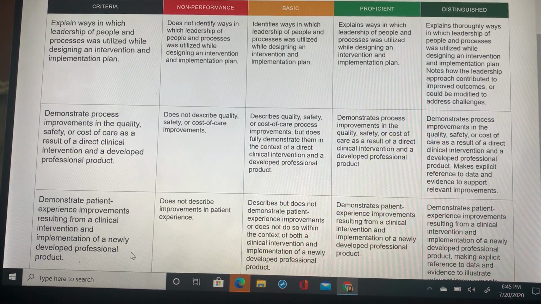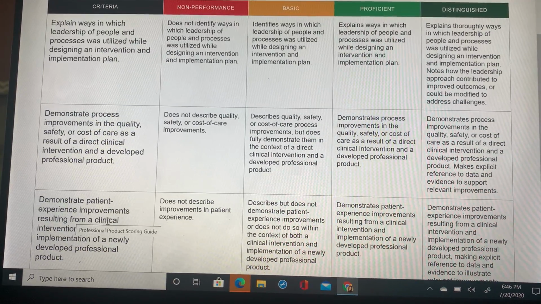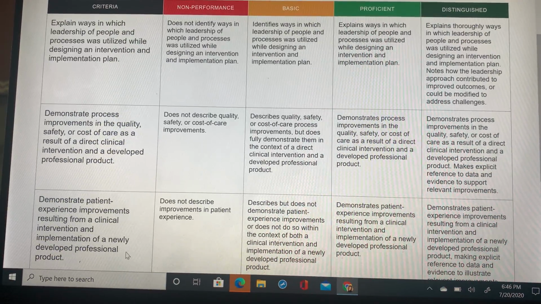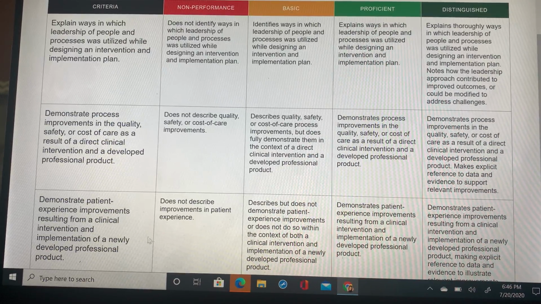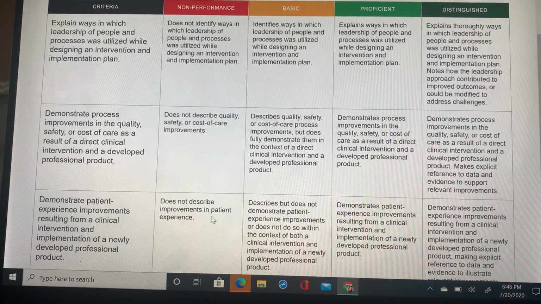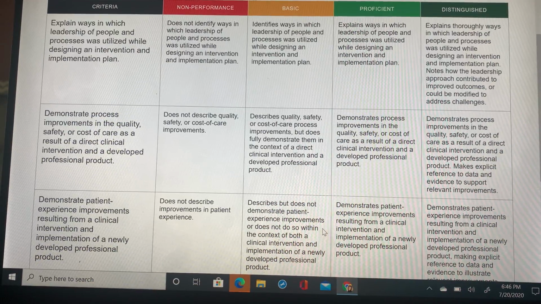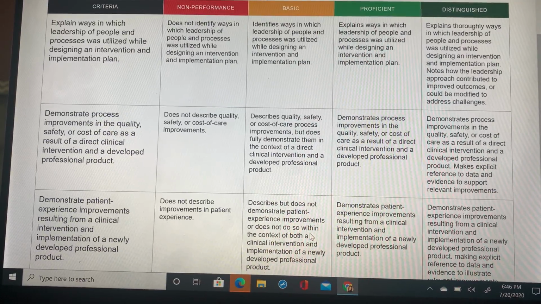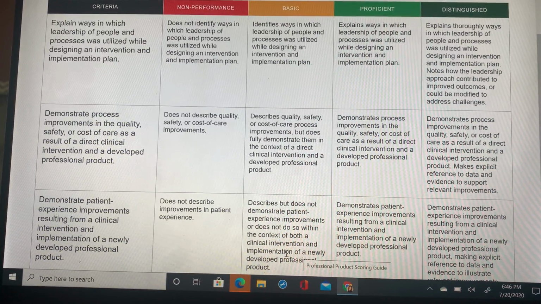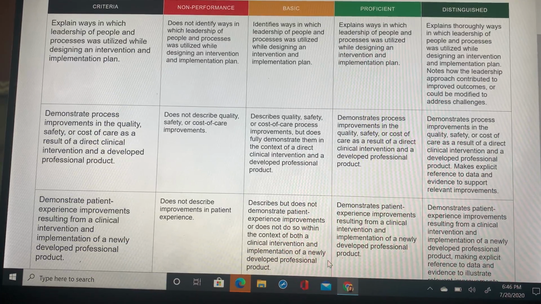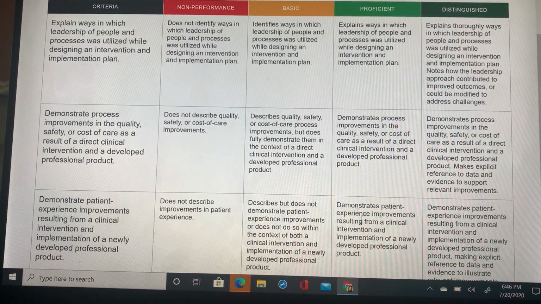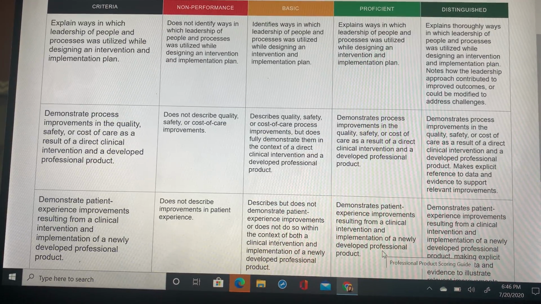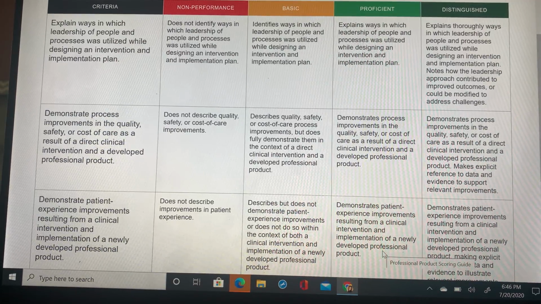So, your third section, demonstrate patient experience improvements resulting from a clinical intervention and implementation of a newly developed professional product. Non-performance does not describe improvements in patient experience. Basic describes but does not demonstrate patient experience improvements or does not do so within the context of both a clinical intervention and implementation of a newly developed professional product. Proficient demonstrates patient experience improvements resulting from a clinical intervention and implementation of a newly developed professional product.